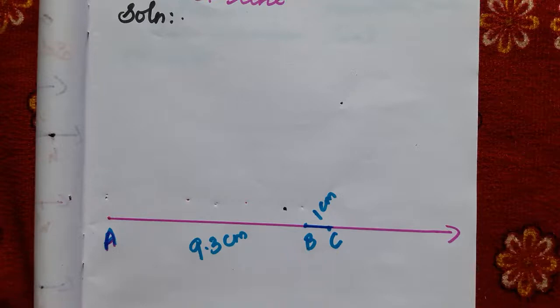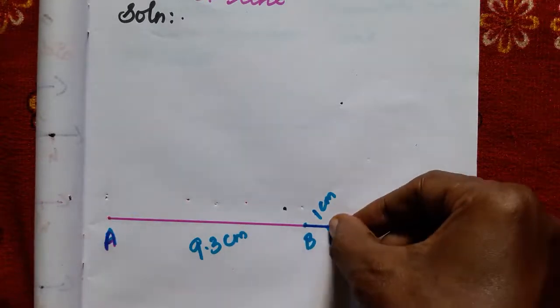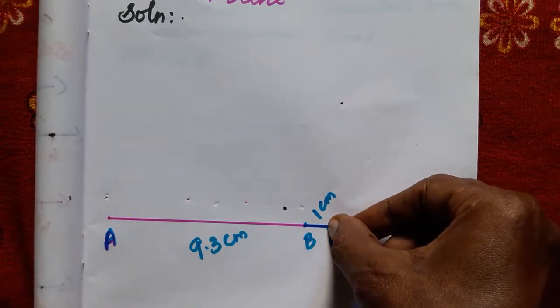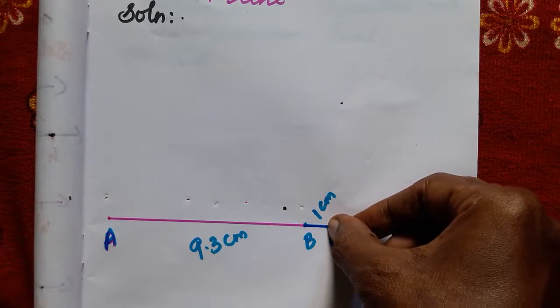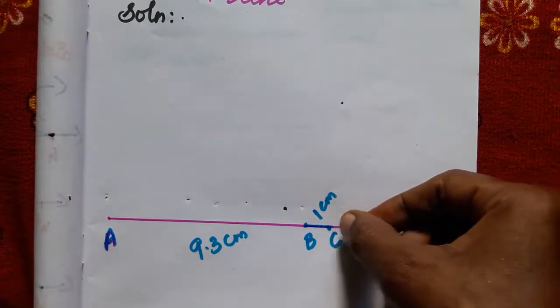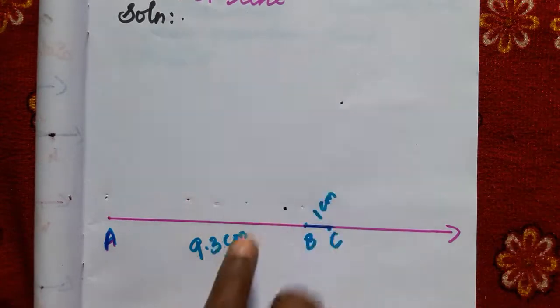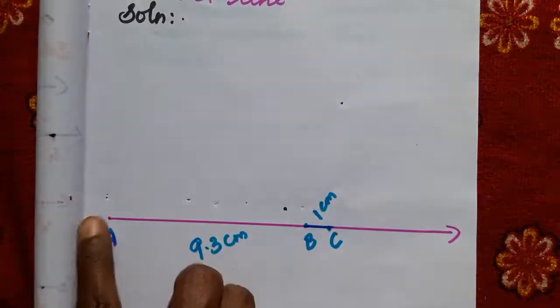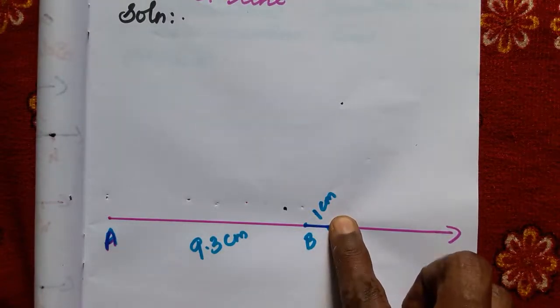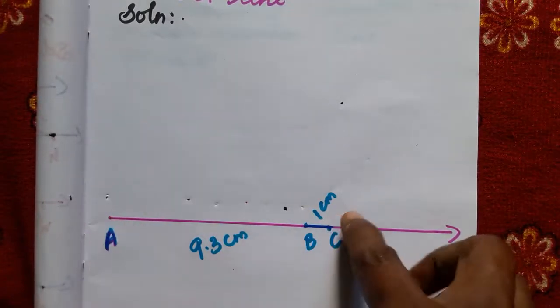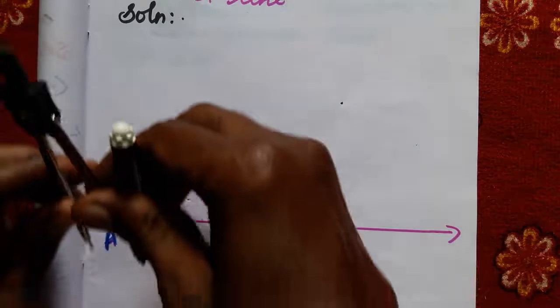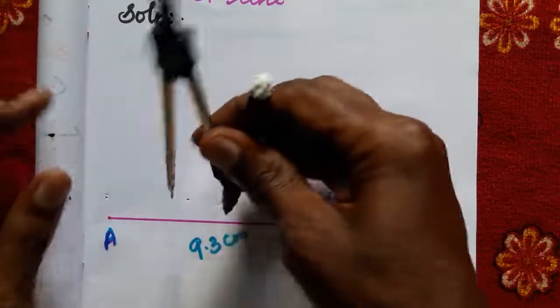Now, we have to draw a perpendicular bisector of AC. What is a perpendicular bisector? A perpendicular bisector means drawing a perpendicular line from the midpoint of AC. How do you draw a perpendicular bisector?